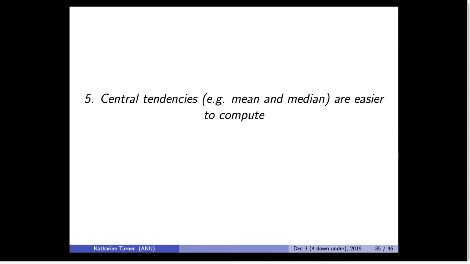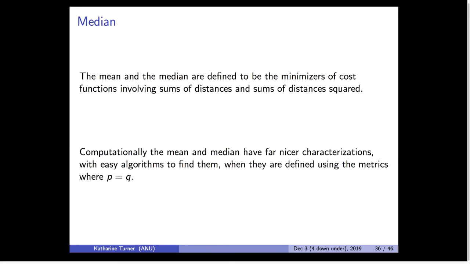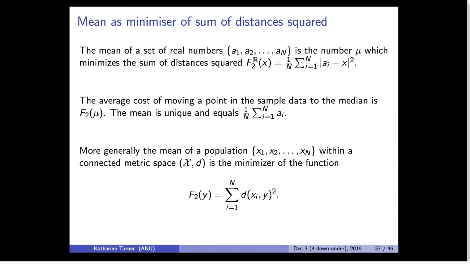Okay, so the last thing I want to mention, going a bit more back to the stats, is that central tendencies, mainly the mean and the median, are much easier to compute and just seem much more aesthetically pleasing when we make Q equals P, all right? So we can think about the mean and the median as being locations that minimize certain cost functions. Your cost function might be the sums of distances or sums of distances squared. So the mean is a minimizer of sums of distances squared.